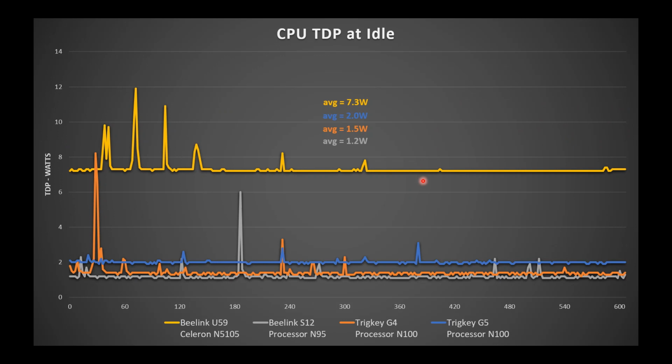Now we're going to take a look at the CPU TDP, or I guess the power draw of the CPU itself during idle and at load. And here at idle, you can see that the U59, this is the older CPU, the Celeron, tended to average about 7.3 watts. You can see the averages right here, compared to the 1.2 to 2.0 watts of the N95 and N100 CPUs down here. So clearly it sips power there. But we'll compare that with the actual full system power draw as well.